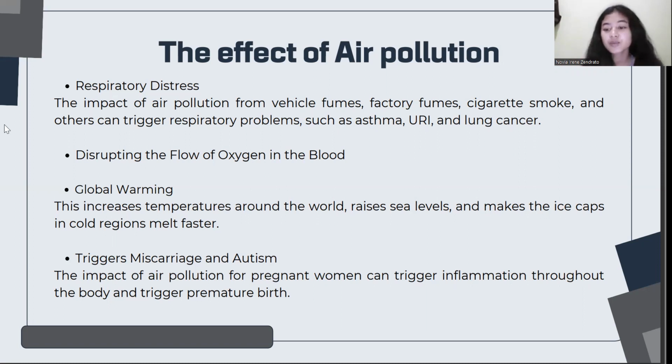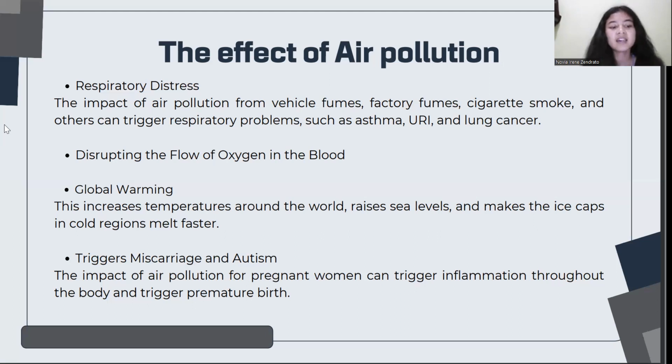Okay, the third is really familiar and happening right now: global warming. One of the effects of air pollution is an increase in global warming. This increases temperatures around the world, raises sea levels, and makes the ice caps in cold regions melt faster. And this can also lead to a reduction in habitation for some species of plants and animals in various countries.